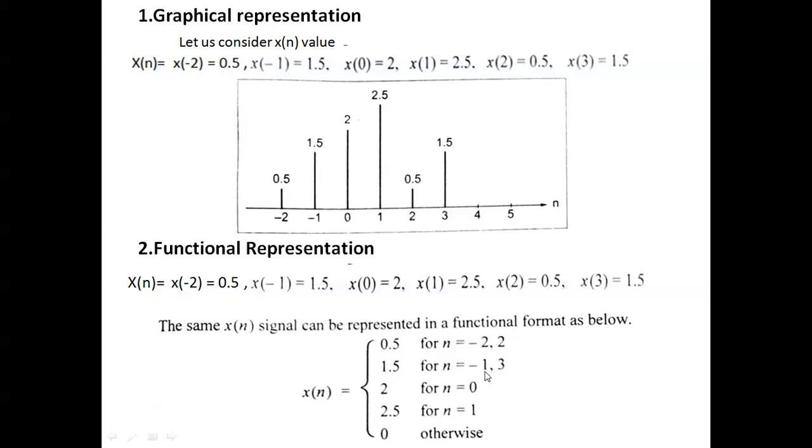Then 1.5 for n is equal to minus 1, 3. So 1.5 is here, and here also 1.5 is there. So x of minus 1 and x of 3 are 1.5. Then 2 for n is equal to 0, and 2.5 for n is equal to 1. This is the functional representation.